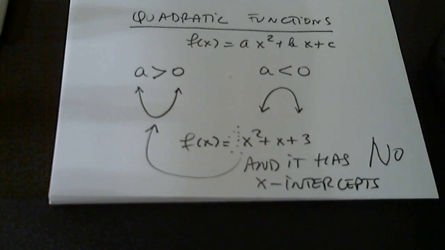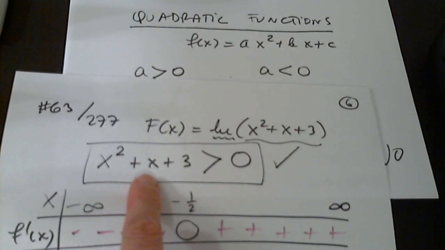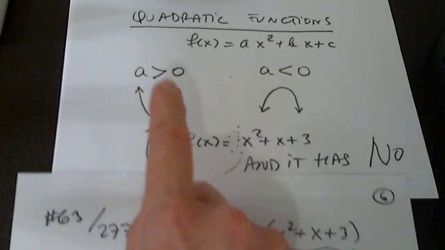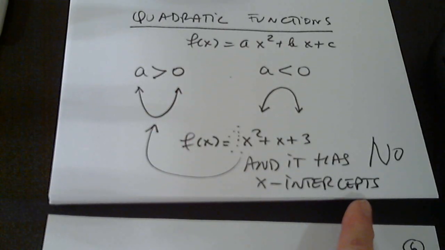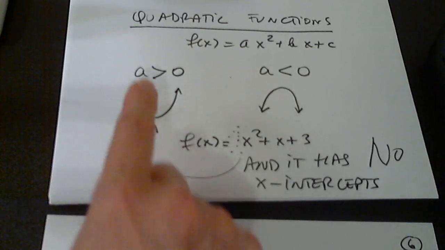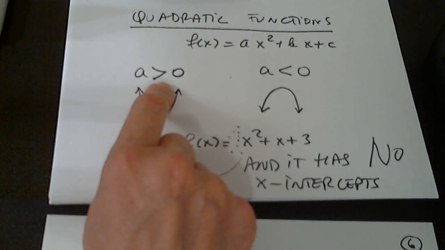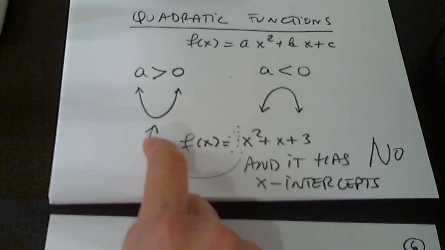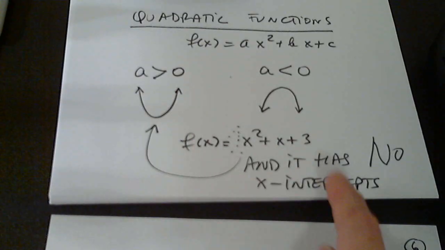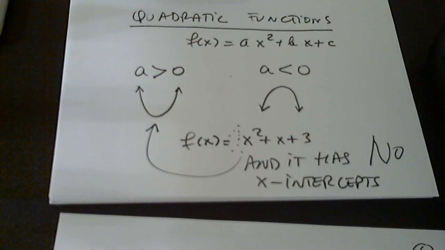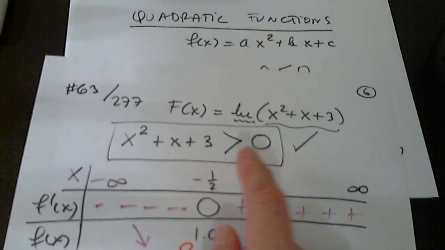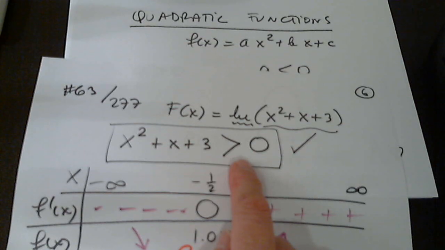So this is a quadratic function. It does not touch the x-axis because there are no x-intercepts. It does not touch the x-axis, and it has a leading coefficient that is positive. So it has to have a minimum. It has a minimum, but it does not touch the x-axis, which means it's always forever positive. Very good question. Thank you.